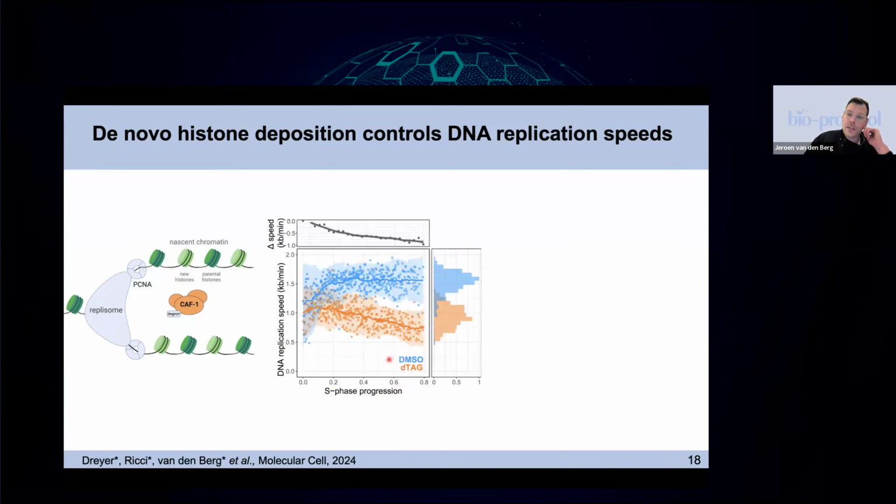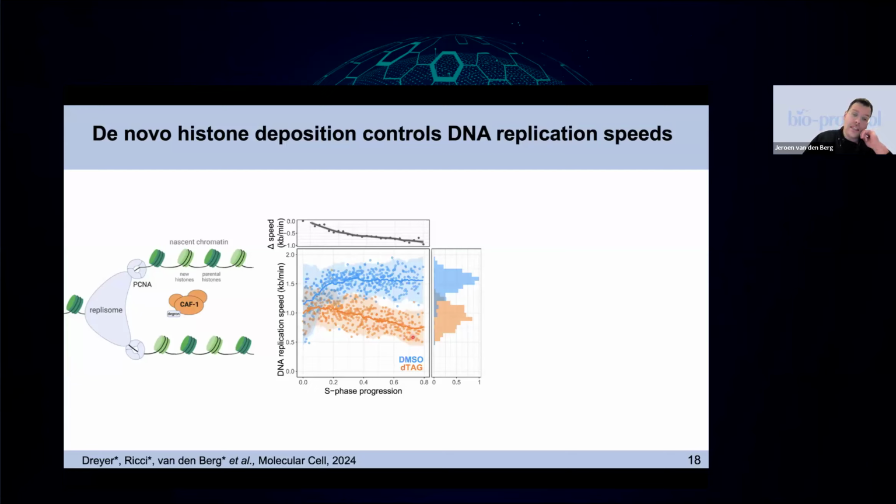So we use DMSO cells, and indeed, again, we see this increase in DNA replication speeds in our control-treated conditions. If we treat these cells with dTAG, so if we get rid of this CAF1 complex, we see that they start out at more or less similar DNA replication speeds in the beginning of S phase, and then they seem to decrease as a function of S phase, cumulatively. So they seem to be getting slower and slower and slower.